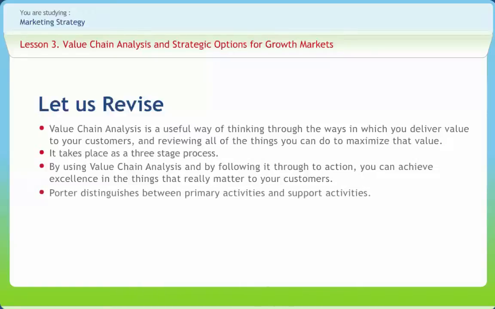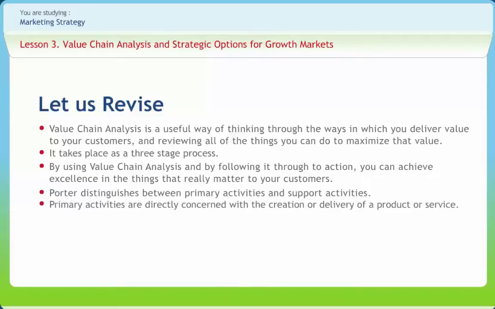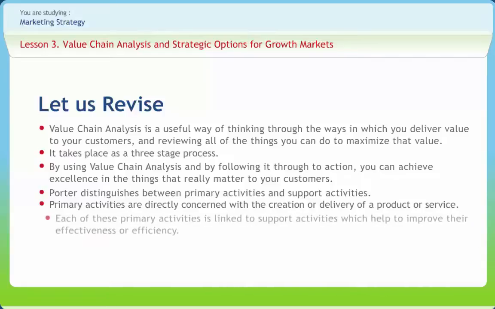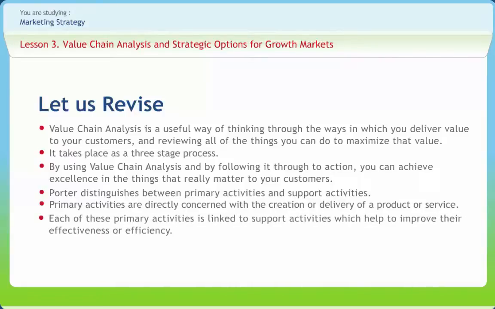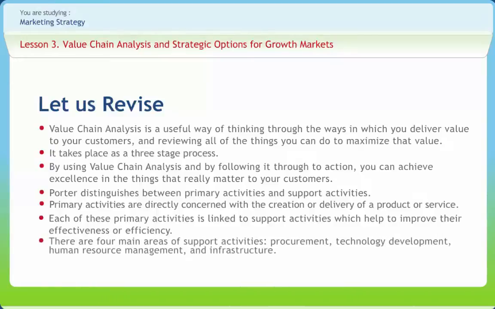Porter distinguishes between primary activities and support activities. Primary activities are directly concerned with the creation or delivery of a product or service. They can be grouped into 5 main areas: inbound logistics, operations, outbound logistics, marketing and sales, and service. Each of these primary activities is linked to support activities which help to improve their effectiveness or efficiency. There are 4 main areas of support activities: procurement, technology development, human resource management, and infrastructure.